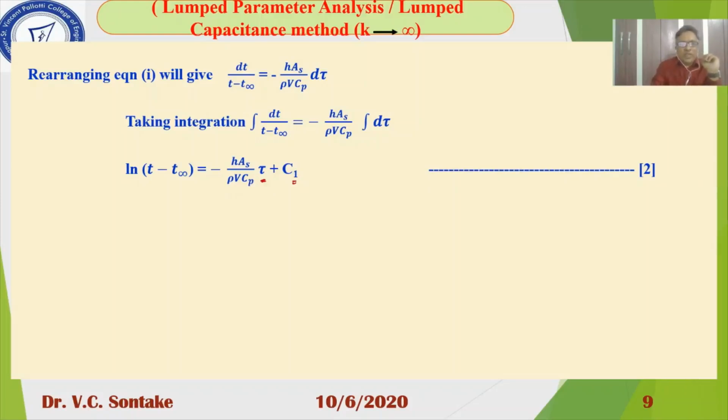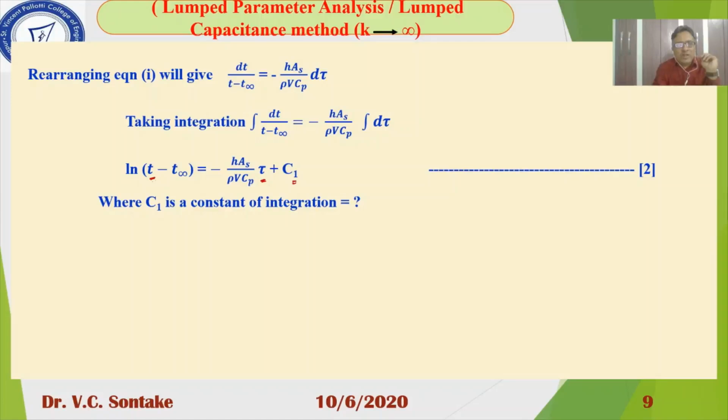Now, in this equation number 2, C1 is a constant of integration and I must know the value of this constant C1 because I am interested to calculate this T, that is the temperature of the body after any moment of time tau. Unless I know the value of this constant C1, I cannot find out this value. So I must know the value of this constant C1.